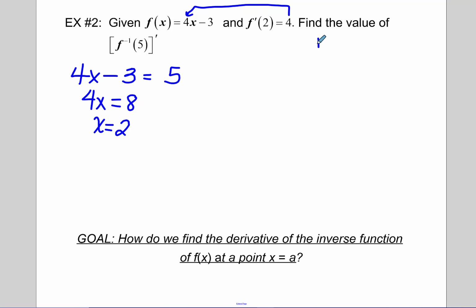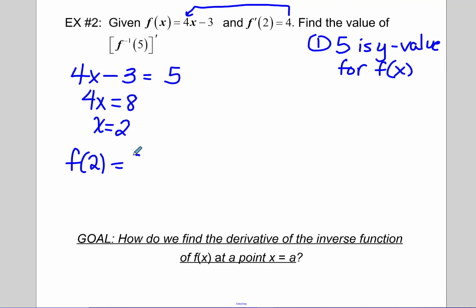So you might want to make a little note of that. 5 is the y value for the function f of x. And now we know (2, 5) is a point on the function. The f of 2 is 5. And on the inverse function, they interchange, and the f inverse of 5 is 2.